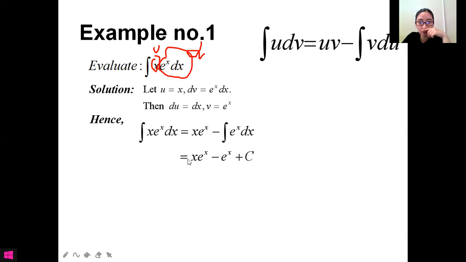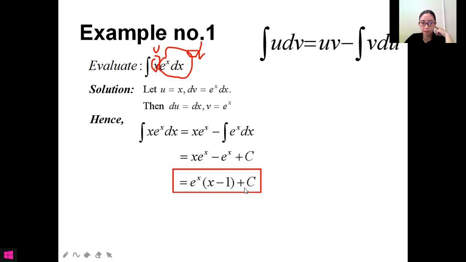So we now have x times e to the power of x minus the integral of e to the power of x dx, which is minus 1, so negative e to the power of x plus c. Therefore, we can simplify this, since e to the power of x is common. We factor out e to the power of x times the quantity x minus 1 plus c. Now that's our final answer.